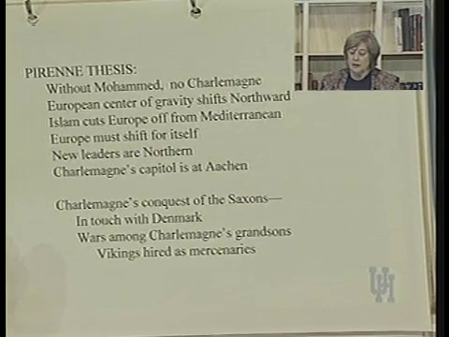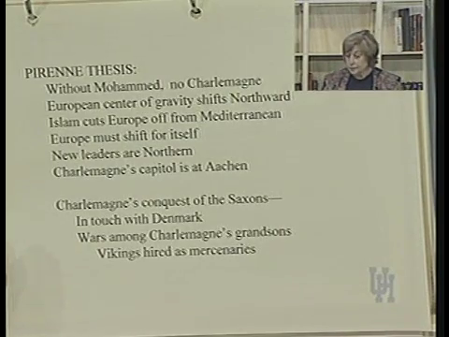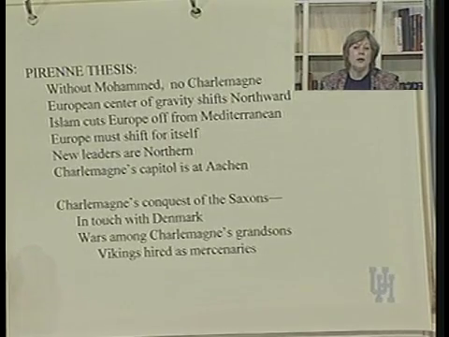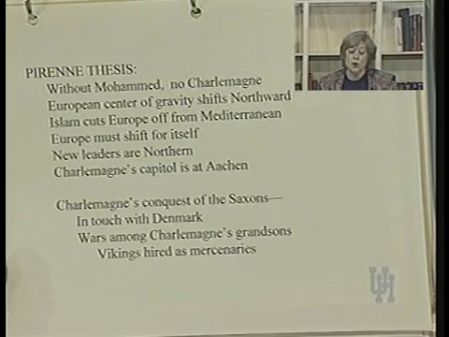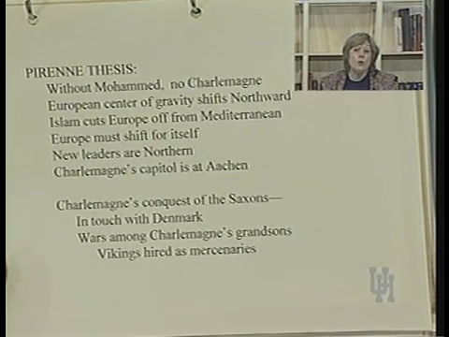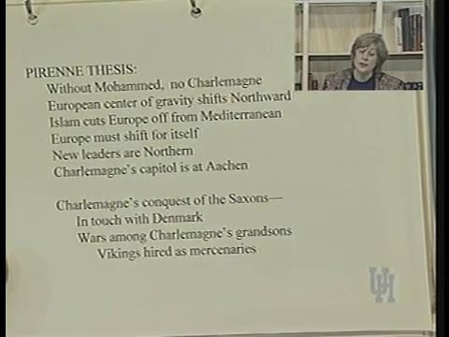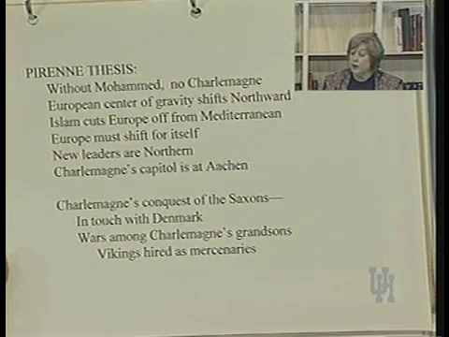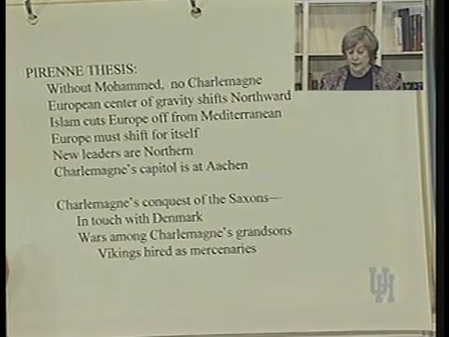And the parenthesis, stated in a nutshell, is without Mohammed there would have been no Charlemagne. And in fact, what he says is that Islam cuts Europe off from the Mediterranean, and Europe is left high and dry. It must shift for itself, and the European center of gravity shifts northward. The new leaders are northern, whereas Italy and the Mediterranean had been the center of the Roman Empire and the center of early medieval Europe. Now it shifts northward. The new leaders are northern, and Charlemagne's capital is at Aachen, and I'll show you where Aachen is in a minute.